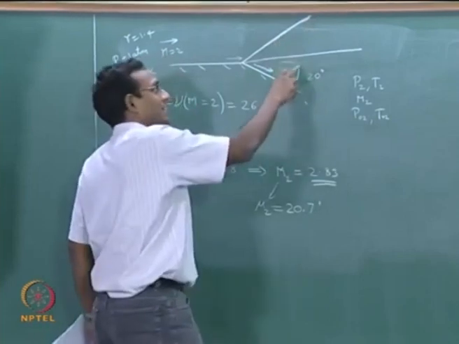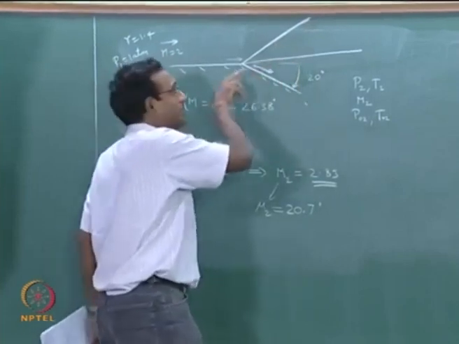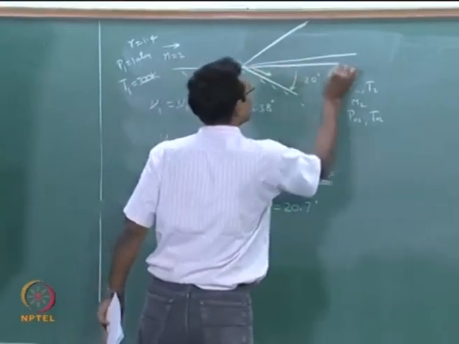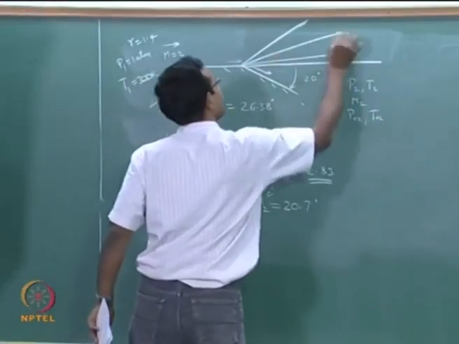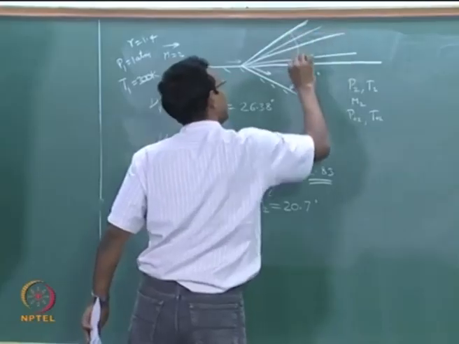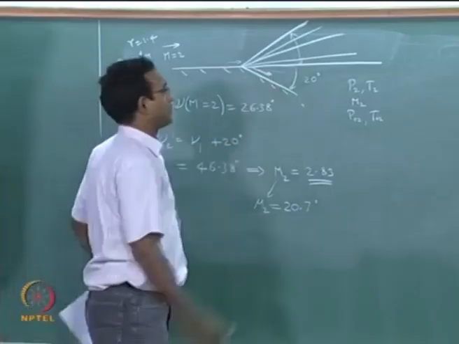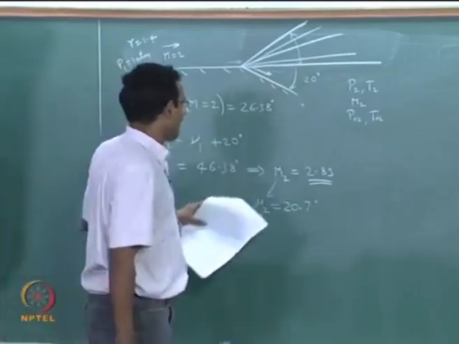Since I am exaggerating it, it looks like it is too big. It should not be, it should be almost that horizontal line. Maybe I will draw one more line very close. So this is my set of expansion fans. This whole region is my expansion fan. This is the way to draw for this particular picture. Okay. That is the easy part.